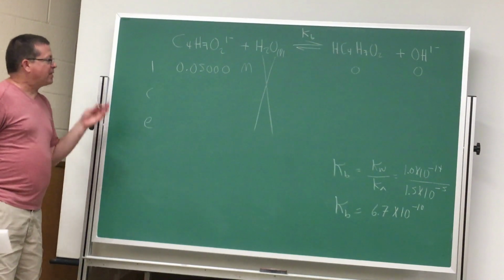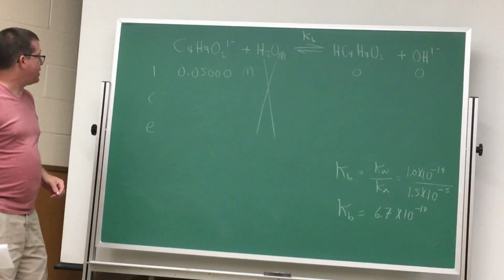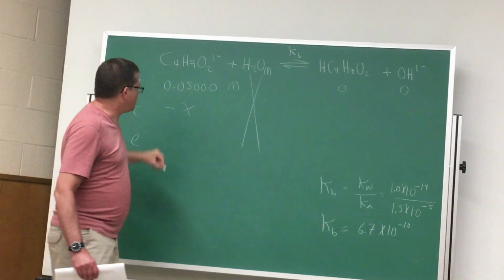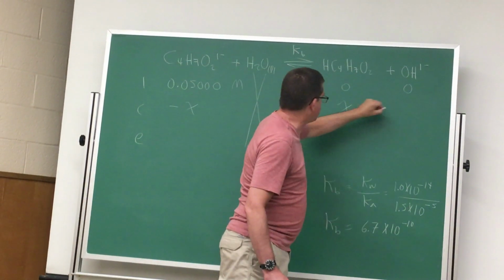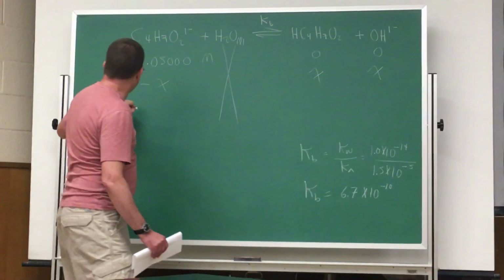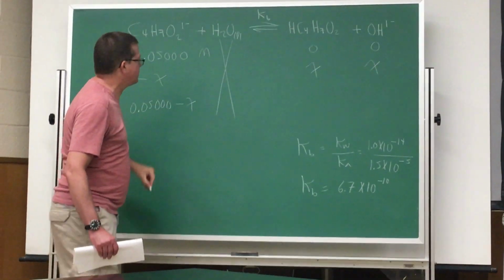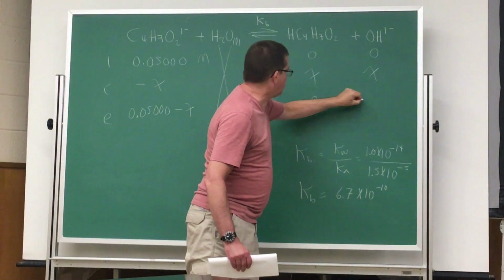All right, so at this point, we're going to work this as a regular old ICE table. We know that the reaction has to go from left to right, so I've got a minus x there, an x here, and an x here. Now I know I'm at 0.05 minus x, and then I've got x and x.